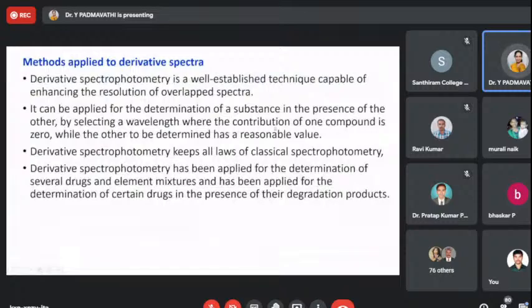So the next, I already told, no? Applied derivative spectra. Whenever your spectra is not good, like with sitagliptin and domperidone, you can go for a derivative. You'll get well defined, well characterized peaks where you can see the absorption maximum.